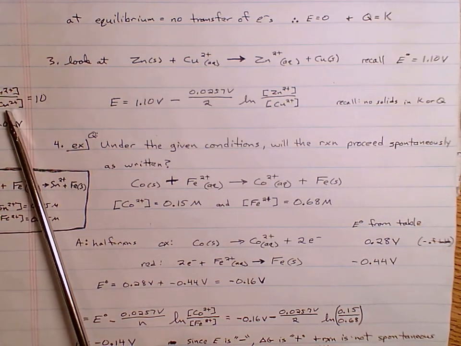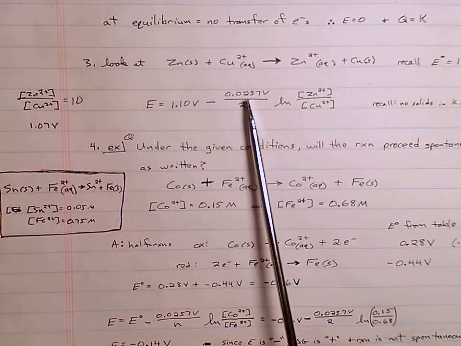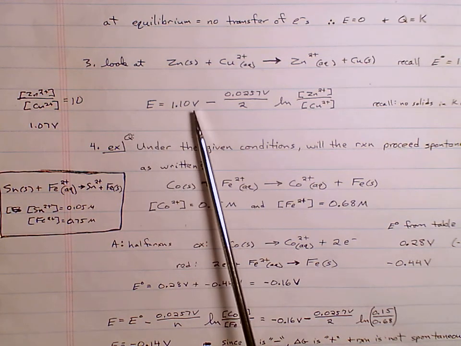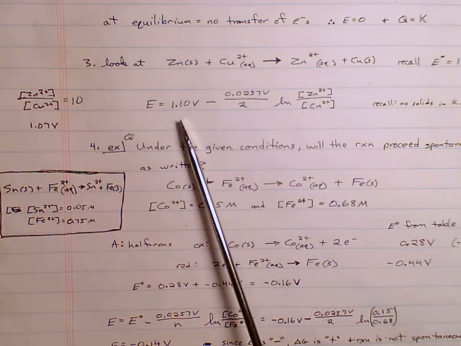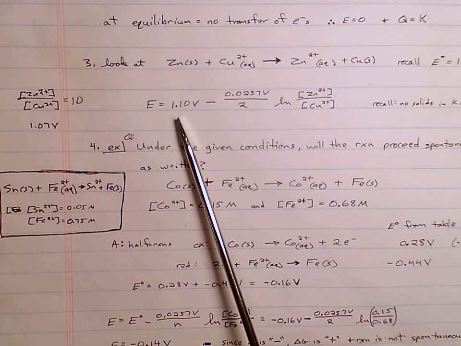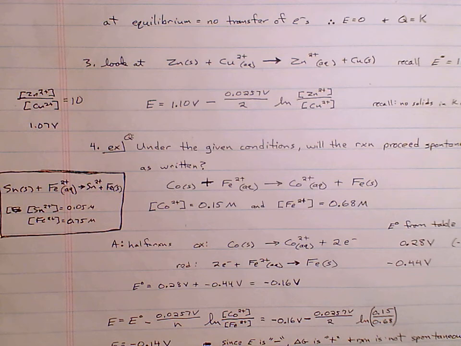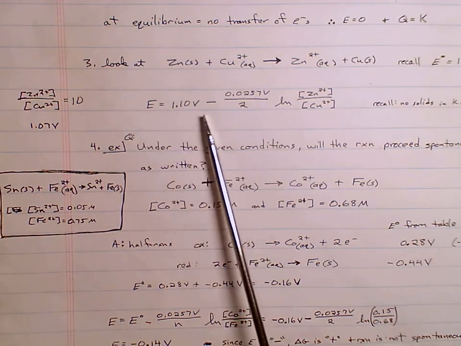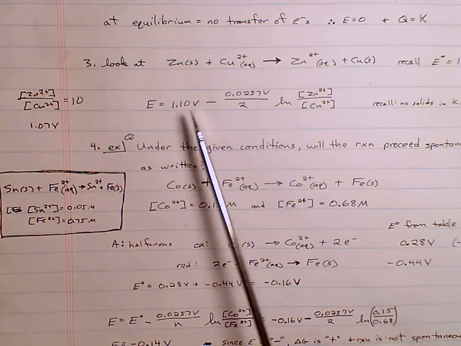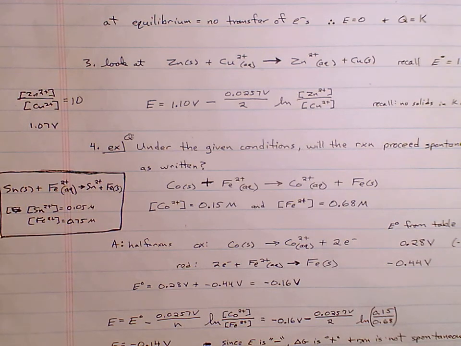Then this ratio is 10, natural log of 10 times this number. What we find is our voltage goes from 1.10 volts down to 1.07 volts. When this reaction is over 90% done, our voltage only drops by 0.03 volts. So that's pretty nice. In order to get your cell potential to be very different from the standard potential, the reaction must be very close to being all the way done.